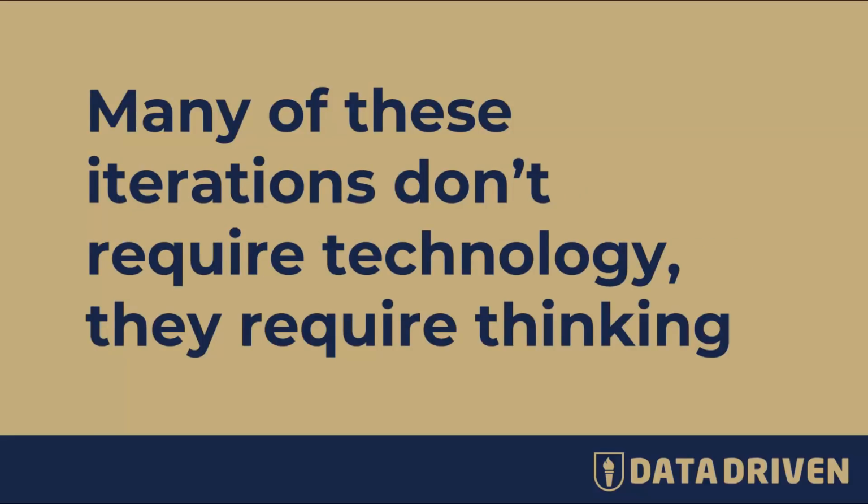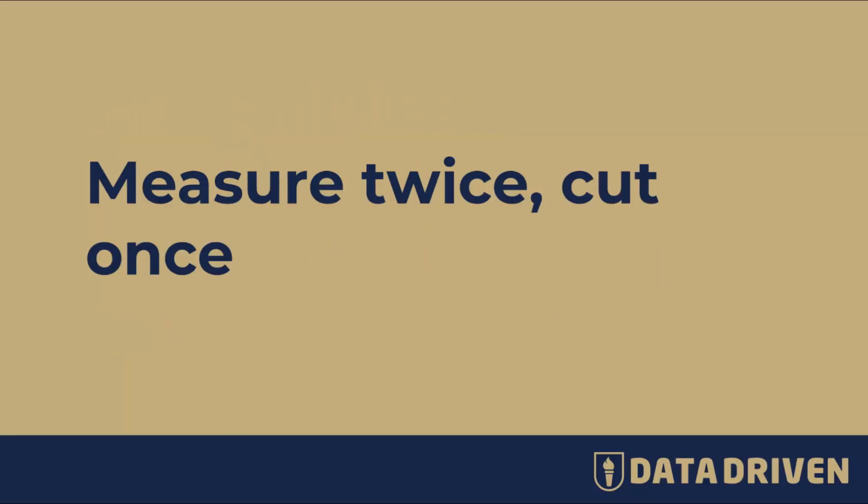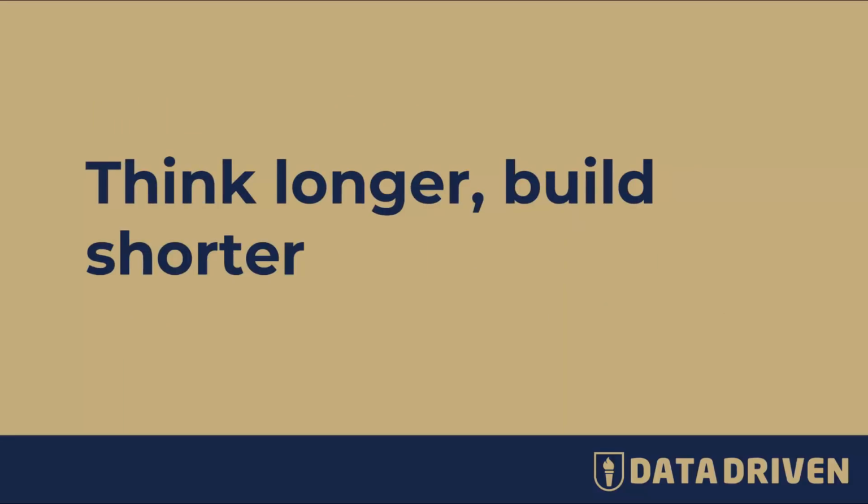And many of these iterations don't require technology at all, they just require thinking. You just need to think through the problem, think about how it's going to work, and think about how it is impacted by your strategy. In other words, measure twice and cut once. Or in a more practical term, highlighted with what we can do with technology and not using my woodworking analogy, think longer, build shorter.